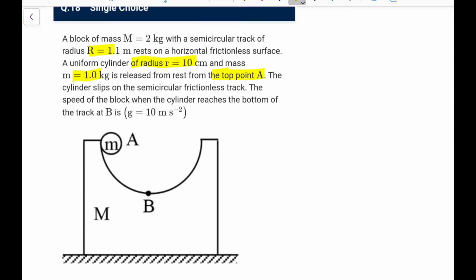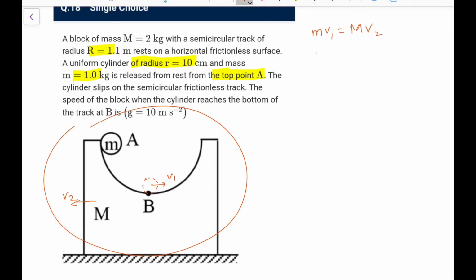So when it reaches the bottom, because you know there is no horizontal force on this combined system, what we can say is, if it has a velocity v1, the block will have velocity v2, and m into v1 would be equal to m into v2. So 2 into v2, and this mass is 1, so it is 1 into v1. So 1 into v1 is 2 into v2, so v1 is equal to twice of v2. This is the first thing.